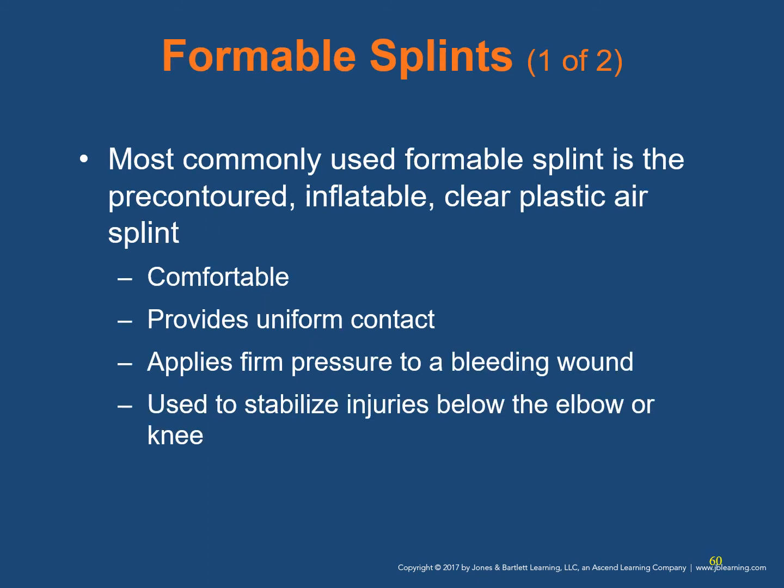Formable splints. The most commonly used soft splint is the pre-contoured inflatable clear plastic air splint. Always inflate the splint after applying it. The air splint is comfortable, provides uniform contact, and has the added advantage of applying firm pressure to a bleeding wound. Air splints are used to stabilize injuries below the elbow and below the knee.